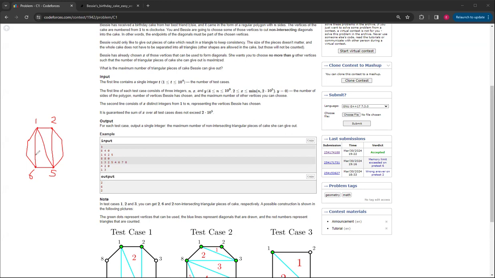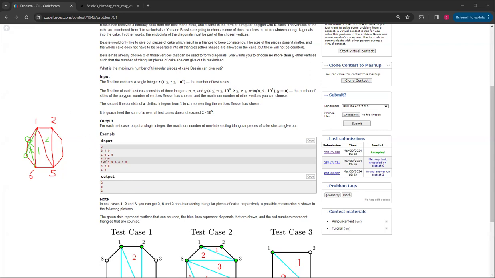You can't just connect this, because the issue with this is that this point is not given as a possible point that you can use, and nor is this, so you can't do something like this. That's why you can only have 1 and 2. That's basically how you get the 2.